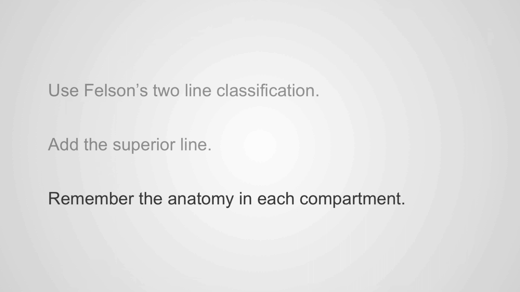So in summary, use Felson's two-line classification, add the superior line, remember the anatomy in each compartment.